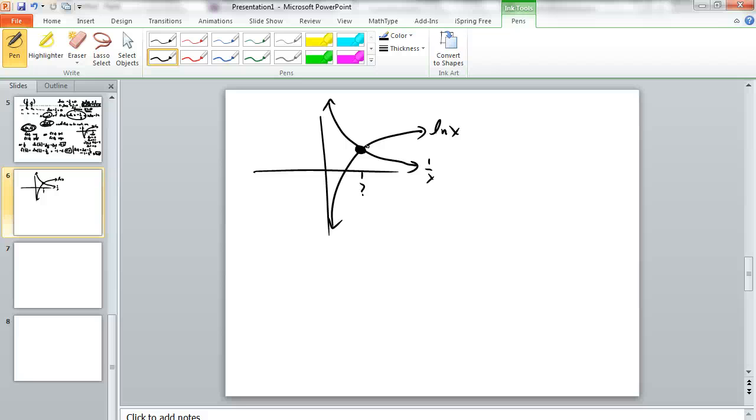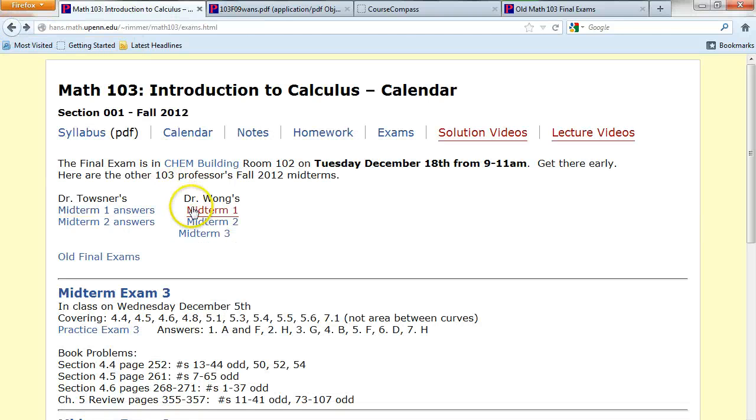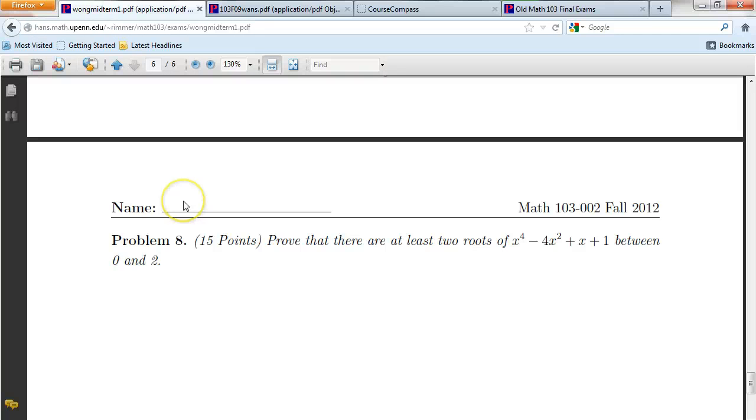Okay, good. Next question. Long midterm 1, number 8. Boy, this is repetitive. Now we see it. Oh, it's 2 roots. Okay, find 2 intervals. Intermediate value theorem. I don't know who asked this question, but I'm going to move on.